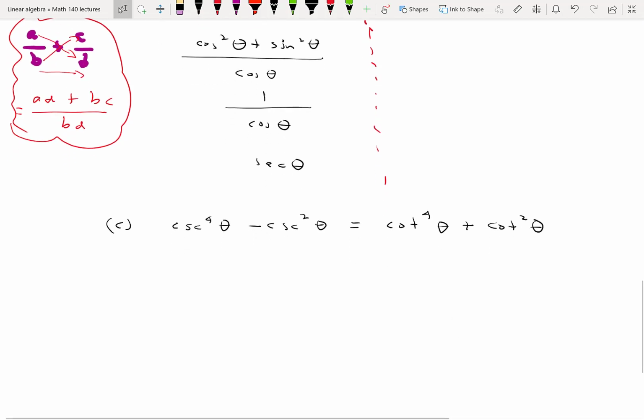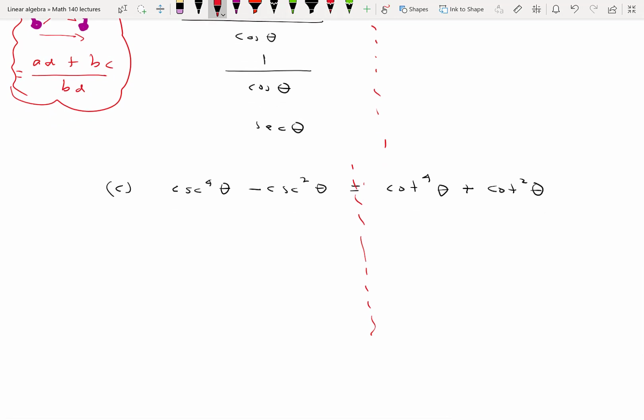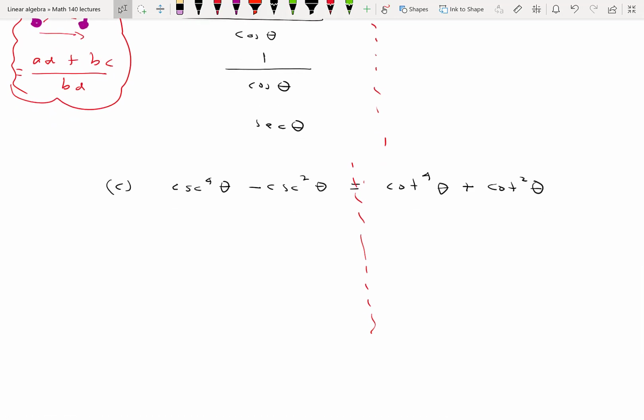And they look completely different. One side has cotangents, one side has cosecants, one has subtraction, one has addition. And the rule of thumb I gave you, looking for the more complicated side, sort of falls apart because they look about the same. Well, then we just start on one side.